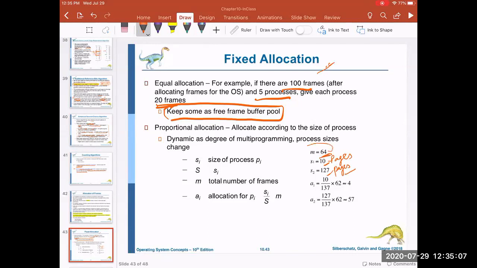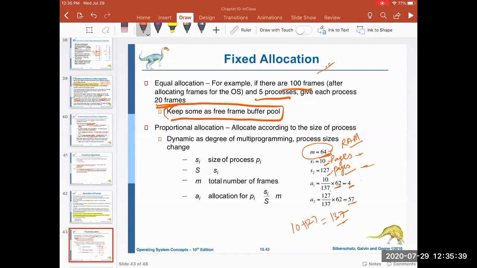So in my memory, I have 64 frames. I want to allocate these to different processes, one with page 10 and the other with page 127. In that case, we perform the sum of all the pages, so 10 plus 127 is equal to 137, and we do the proportion of it. Here 10 by 137 into 62 becomes 4, and here it becomes 57.